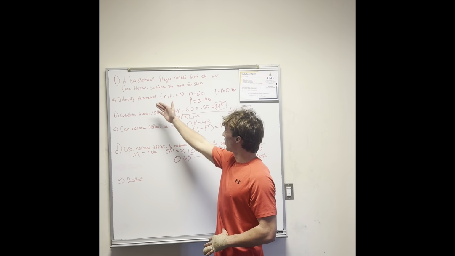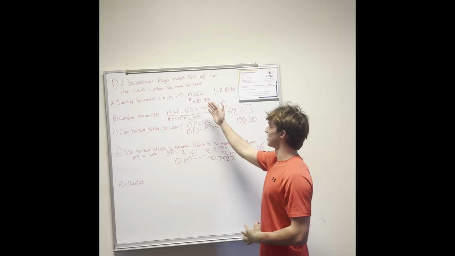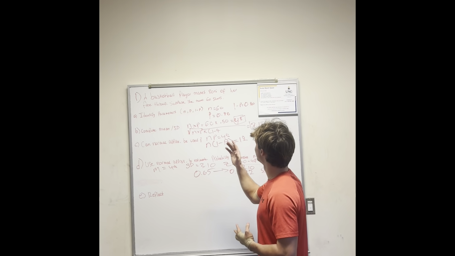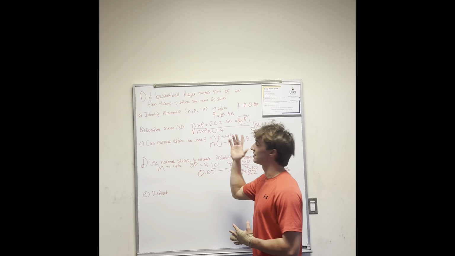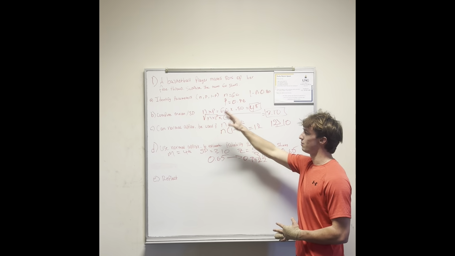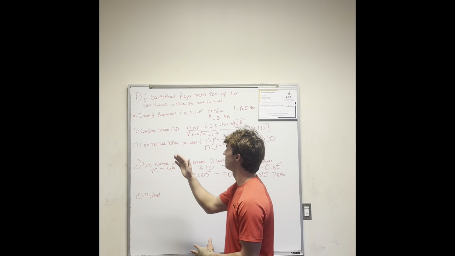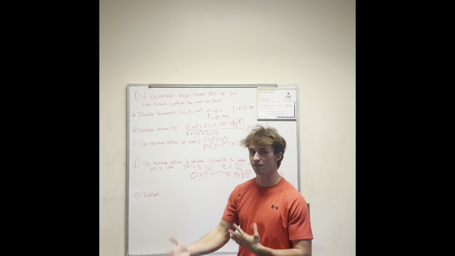So, number one, we have a basketball player who makes 80% of her free throws, which is pretty good. Suppose she takes 60 shots. We're trying to find A, B, and C for this question. The first one asks us to identify our parameters. Very important in the question, identifying the parameters.